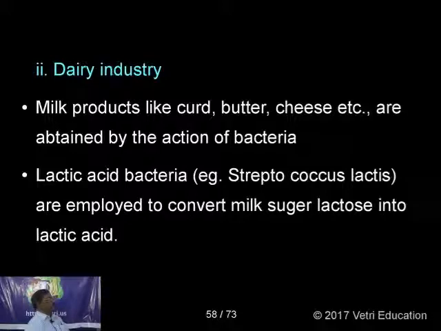So next we have the beneficial aspects in the dairy industry. Without bacteria, we cannot get curd. So the change of milk into curd is by the bacteria only. Milk products like curd, butter, cheese, etc. are obtained by the action of bacteria. Lactic acid bacteria, for example, Streptococcus lactis, are employed to convert milk sugar lactose into lactic acid. So this is the process of milk turning to curd.